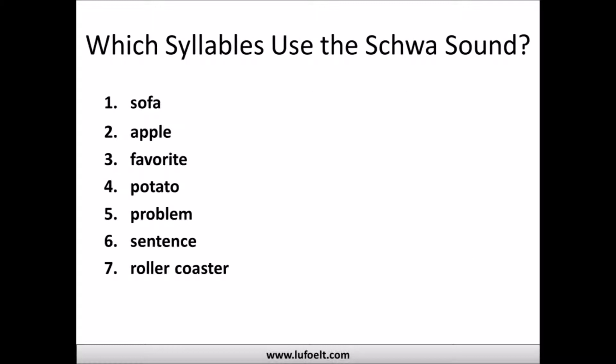Okay, now which syllables use the schwa sound in each word? Okay, now you know how many syllables are in each word and which syllables in each word will use the schwa sound. So let's take a look at number 1. All right, I'm going to say the word and you try to circle the syllable of the word that's using the schwa sound. Okay? Ready? Sofa. Sofa. All right, remember I said that the schwa sound sounds like uh.